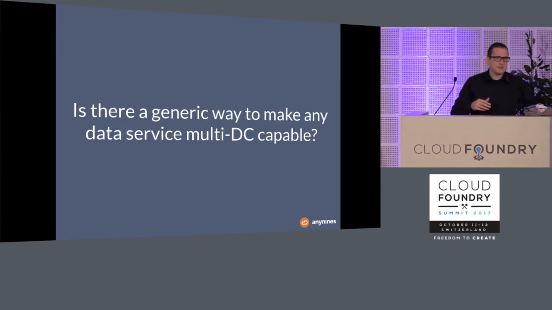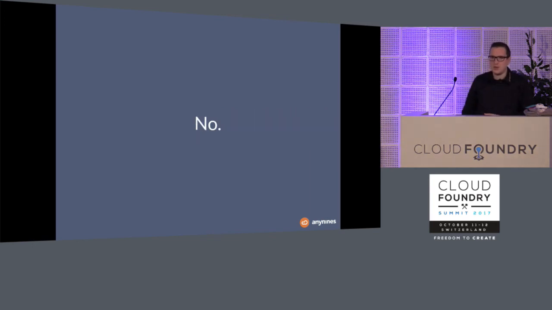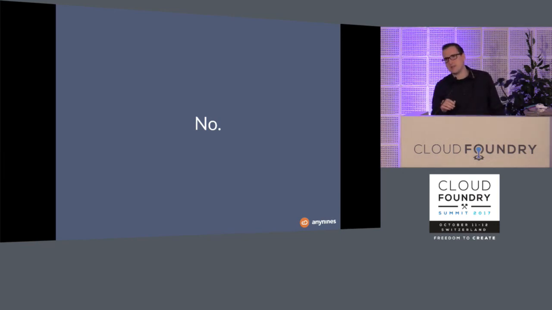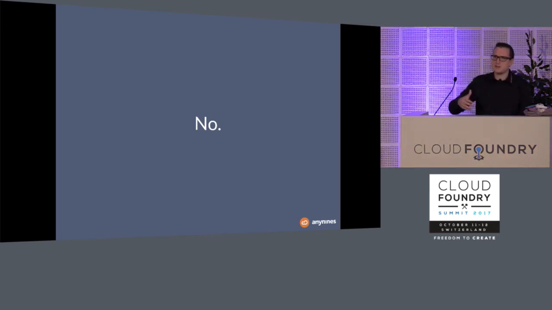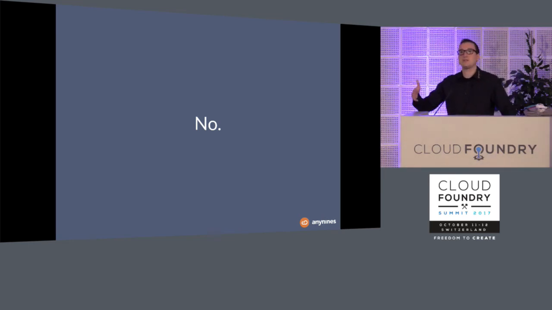So one of the questions I'm being asked a lot is, is there a generic way to make data services multi-DC capable? We have a framework for automating data services, so we've been looking at that, and the answer clearly is no, because data services are vastly different. Even when you know it's asynchronous replication, their implementation might be so different that you have to look at a particular data service and its very specific operational model to see what it means to make it distributed across data centers, or even if it makes sense at all.